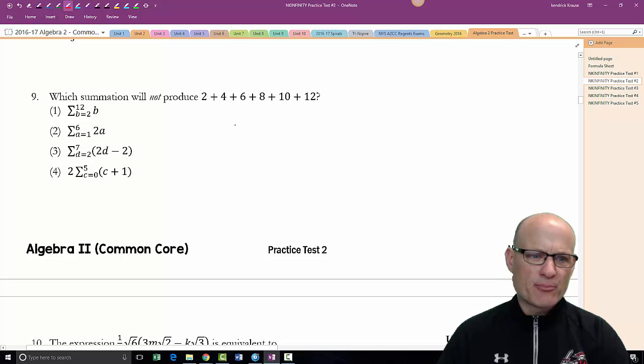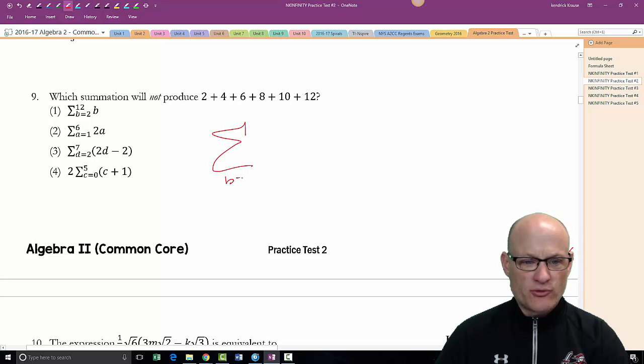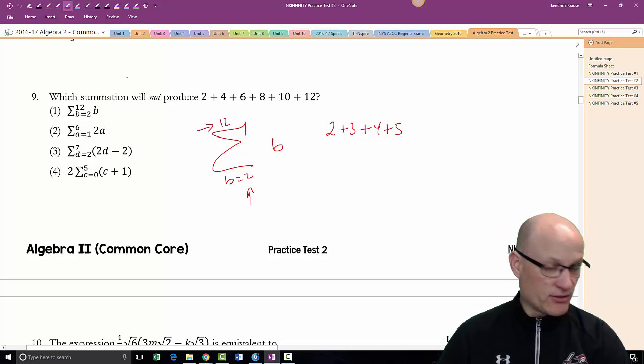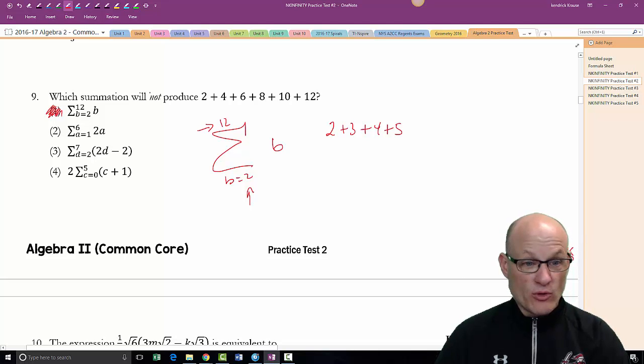So which summation will not produce this? So when you do these sigma values, and you got B equals 2 to 12, you got to know that this is the start value and this is my end value. So on this first one, I'm plugging in 2, then plugging in 3, then 4, then 5, then 6, all the way up to 12. So that would be 2 plus 3 plus 4 plus 5. Actually, that's your right answer, because that's the one that will not.